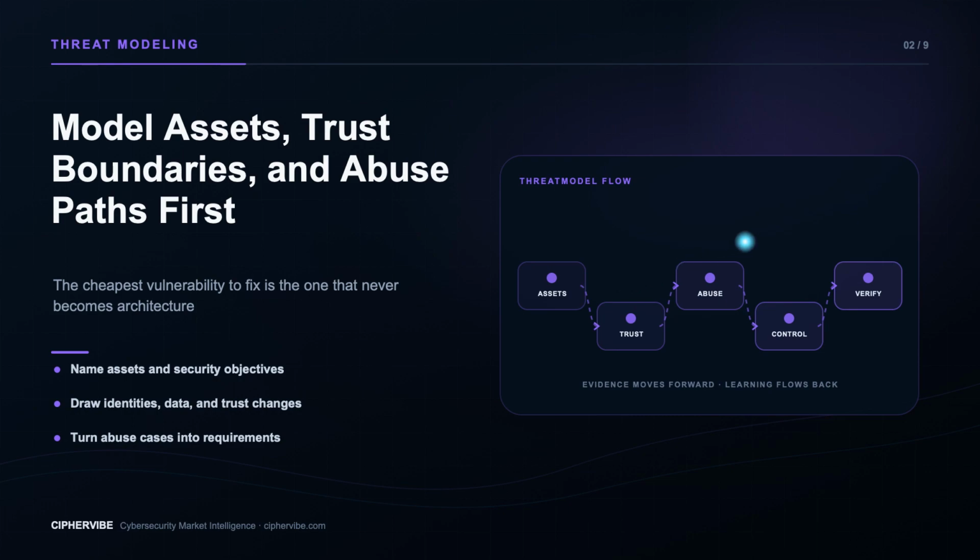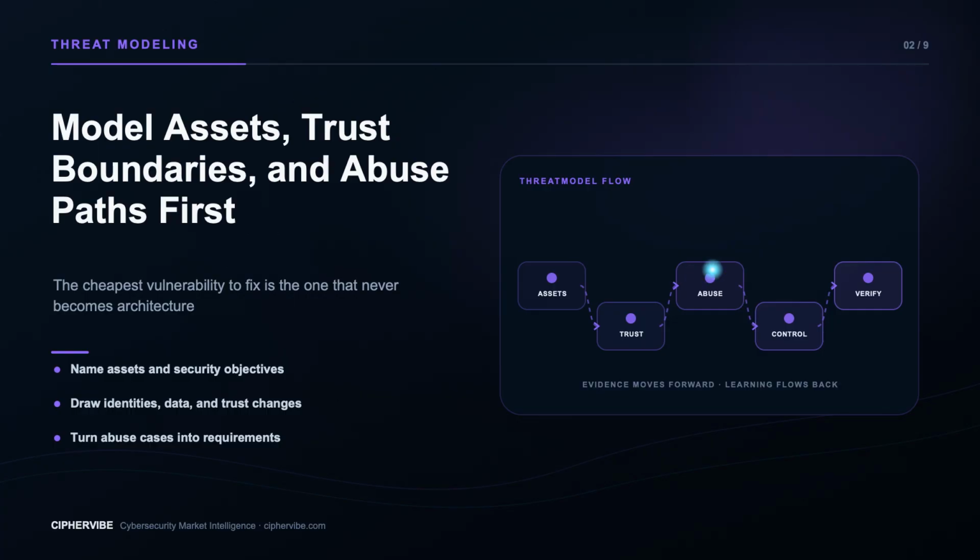Begin with the system's assets: credentials, personal data, financial actions, administrative functions, intellectual property, availability, and audit evidence. Draw components and data flows. Mark every place trust changes: browser to edge, application to API, service to service, workload to database, build system to registry, and operator to administration plane. Identify identities, protocols, storage, secrets, and external dependencies.